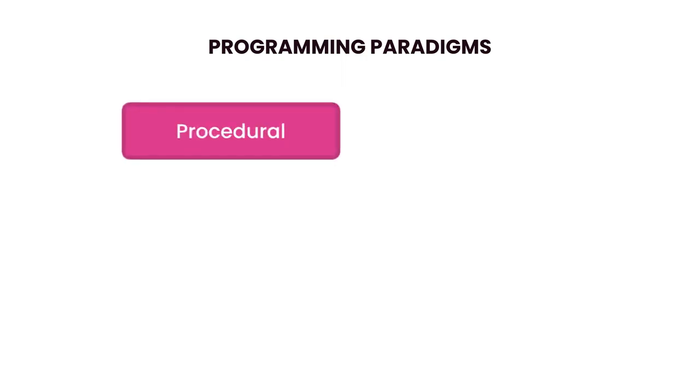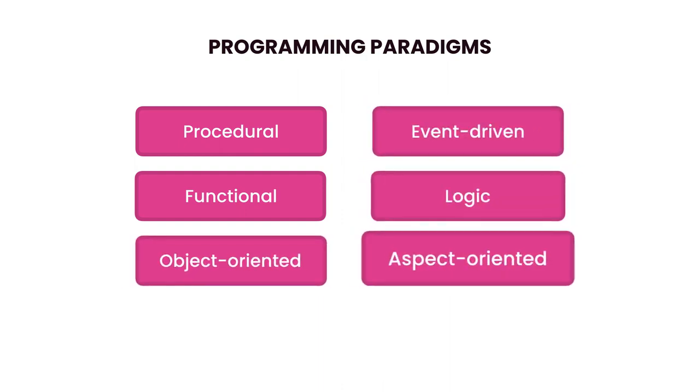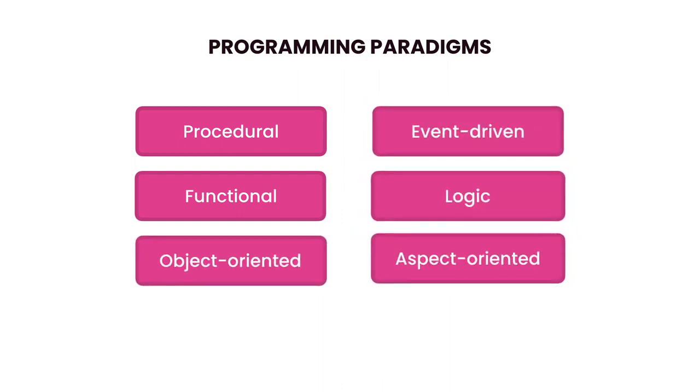In computer science, we have various programming paradigms or styles of programming like procedural, functional, object-oriented, event-driven, logic, aspect-oriented, and so on. Out of all these, object-oriented and functional are the two most popular paradigms we use these days. So these programming paradigms are ways or styles of writing code. They're not programming languages. We classify programming languages based on the paradigms they support.